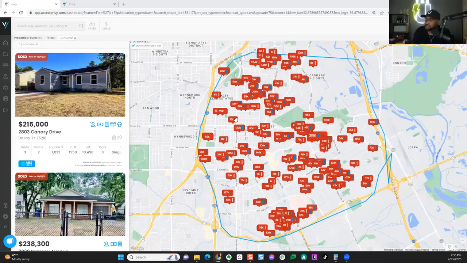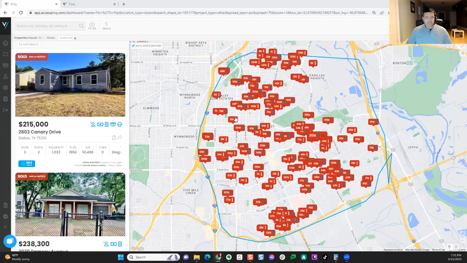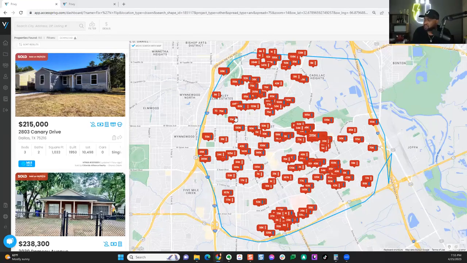Guys, let's stop making it confusing about working with agents. If you're working with an agent, by default, just use a state approved realtor contract. If you don't have one, you can literally just ask them for a contract or ask them to write up the contract. They'll write up the contract for you if you're dealing with an agent.